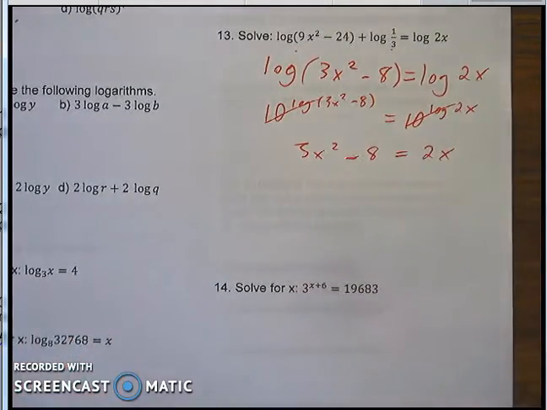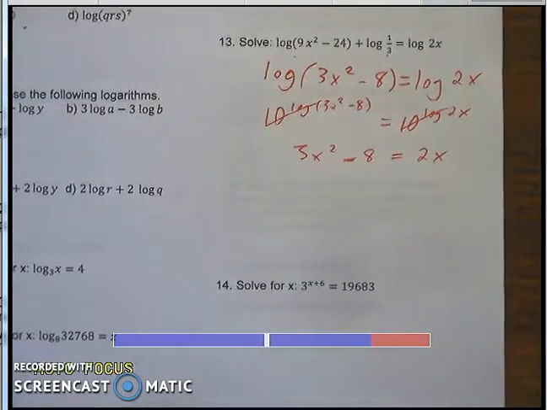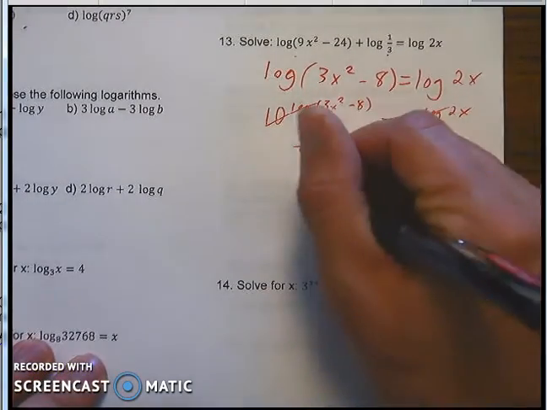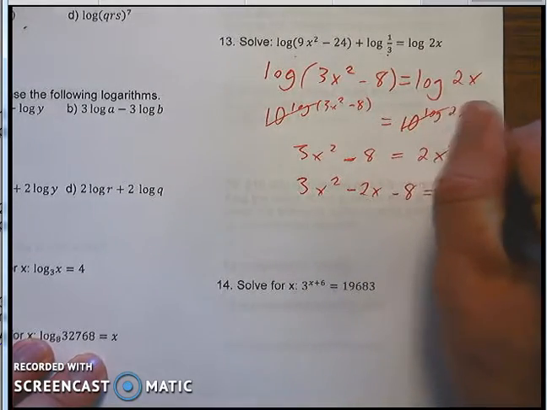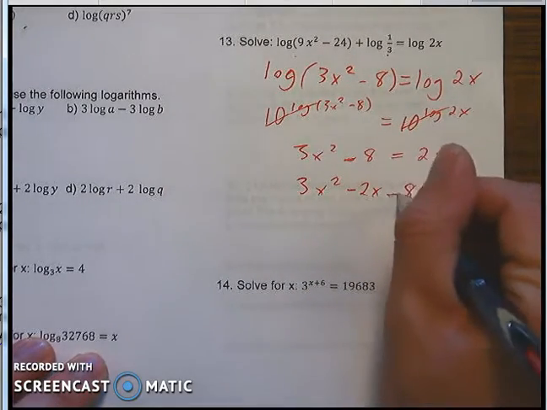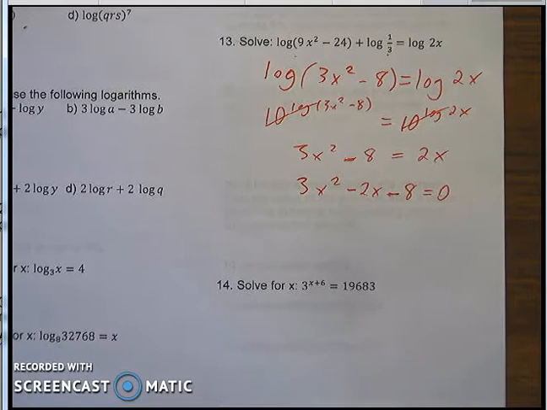And this is a quadratic that we need to solve. And to solve a quadratic, we need to have a 0 on both sides of the equation. So I'm going to subtract 2x from both sides to get 3x squared minus 2x minus 8 equals 0. And there's a bunch of different ways you can solve this. You can use the quadratic formula. You can graph it, see where it crosses the x-axis. But I prefer to factor. So I'm going to factor this thing.